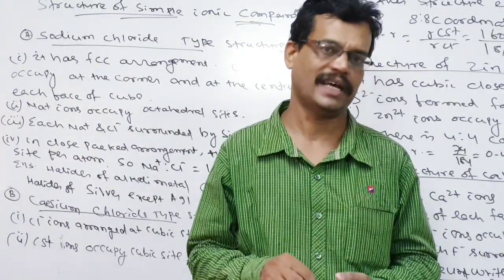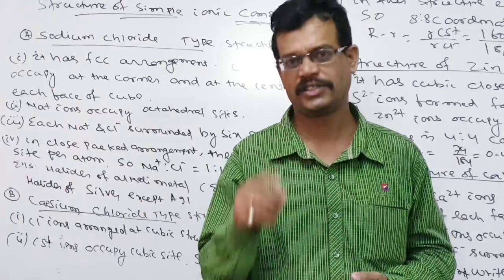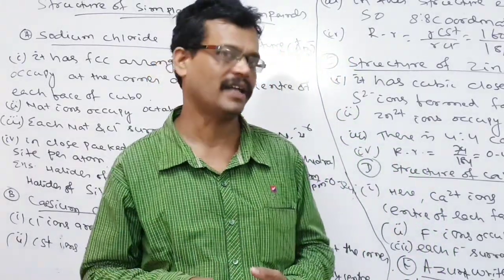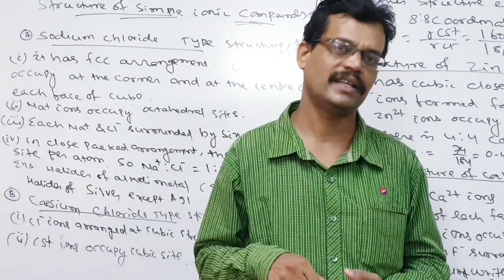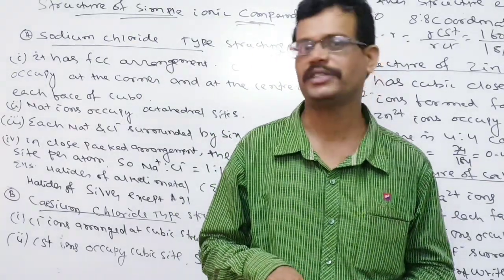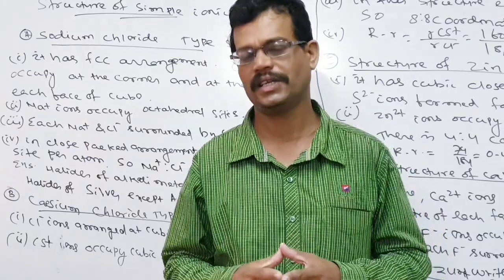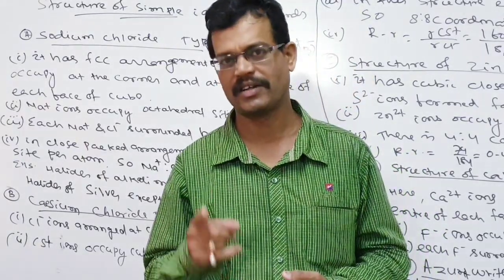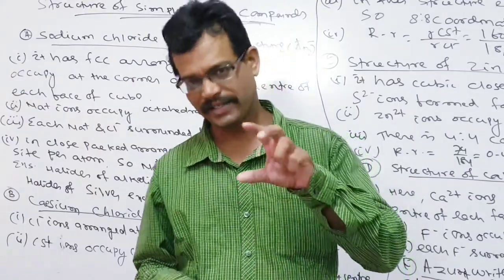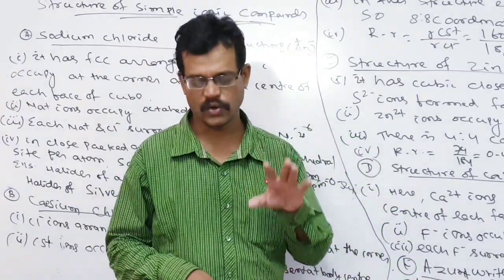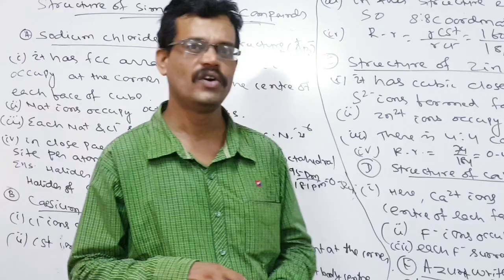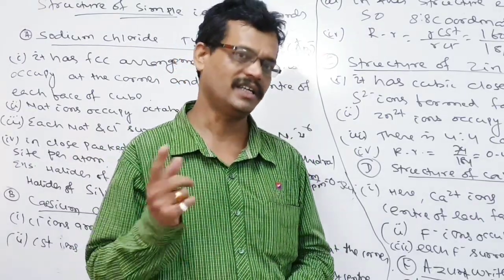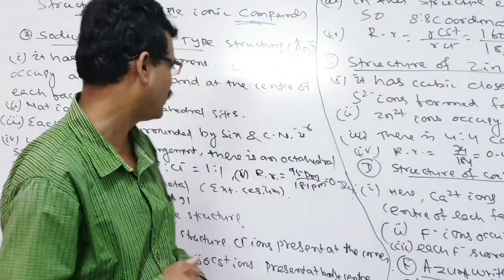Each Na plus ion is surrounded by 6 Cl minus ions. Simultaneously, each Cl minus ion is surrounded by 6 Na plus ions. So we can say the coordination number of Na plus ion as well as Cl minus ion is 6. Hence the coordination number ratio is 6 to 6. Each Na plus is surrounded by 6 Cl minus, and each Cl minus is surrounded by 6 Na plus ions.